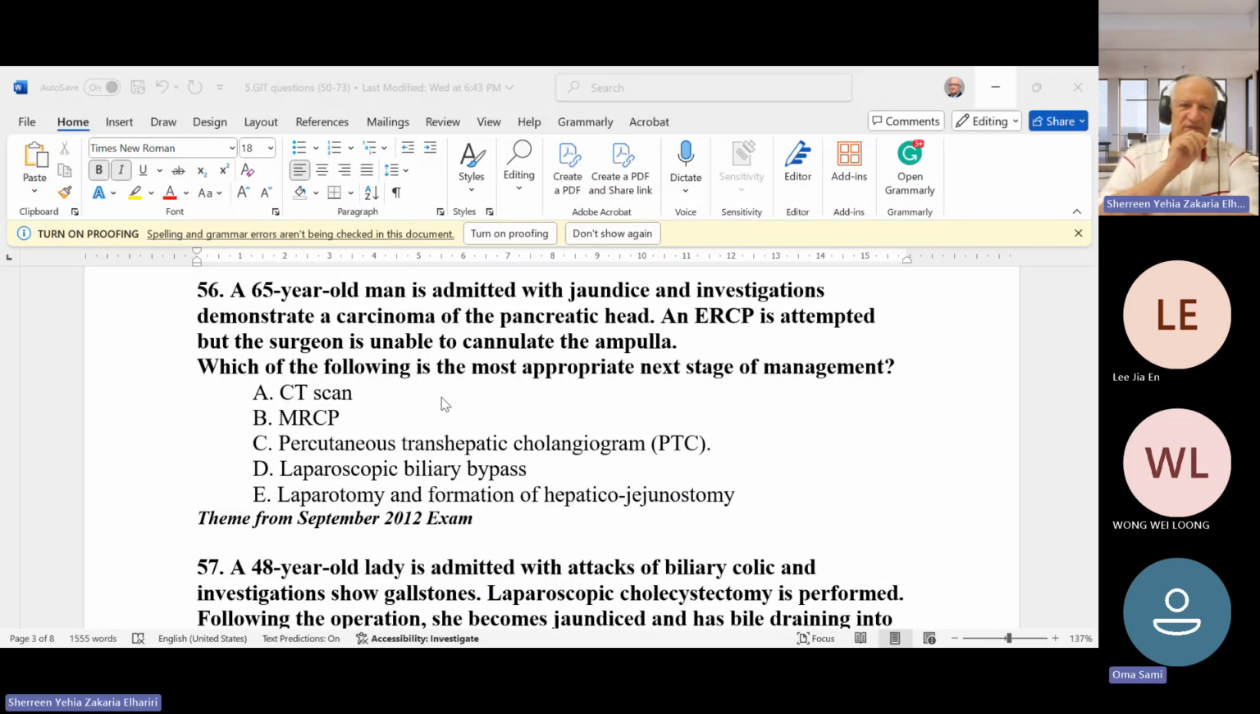So we need to relieve the jaundice. This patient has cancer of the head of the pancreas, and ERCP has failed. Percutaneous transhepatic cholangiography, or PTC. Although it is not common nowadays, it is the only solution. Of course, guided by ultrasound, and you need to measure the prothrombin time because these patients have a bleeding tendency.